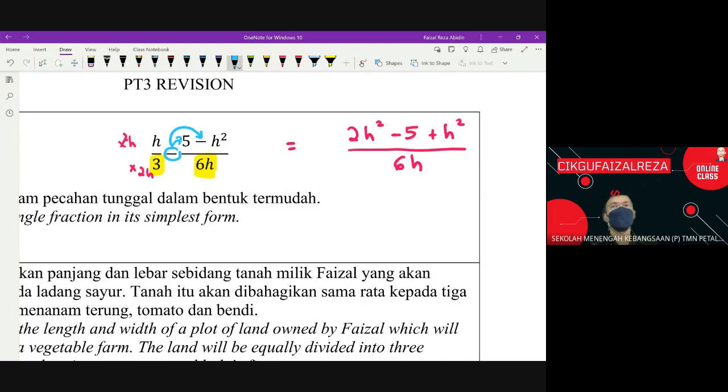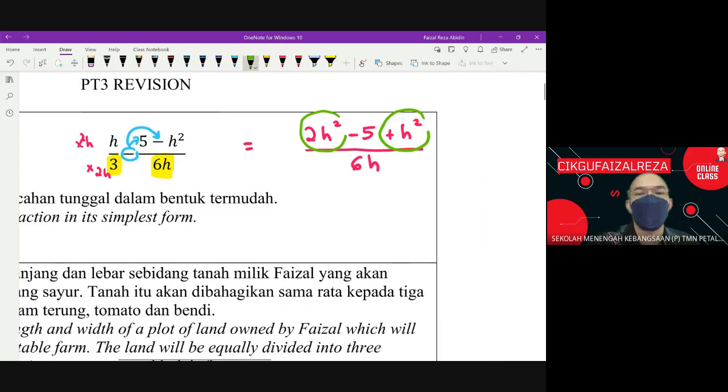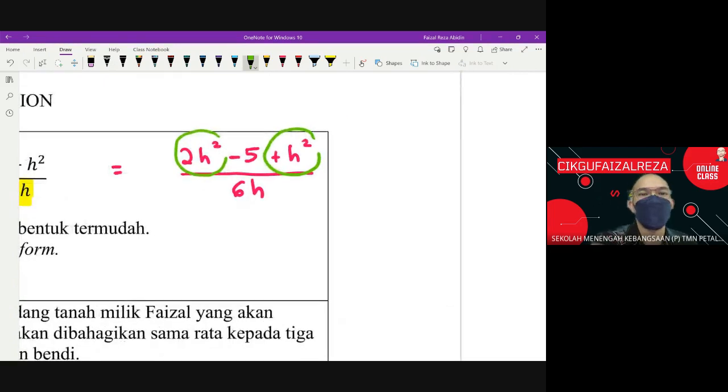Now which one is the same here? This one we can solve: 2 plus with nothing there. Yes, you are going to have over here 3h squared minus 5 over 6h. That's going to be your answer. Just like that.